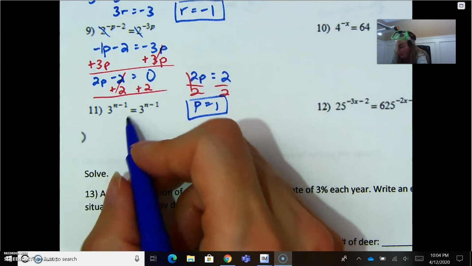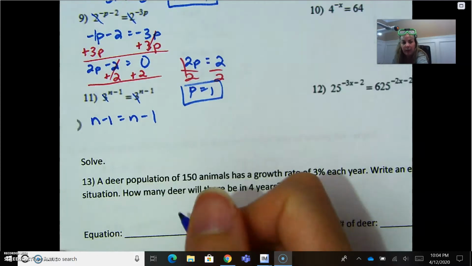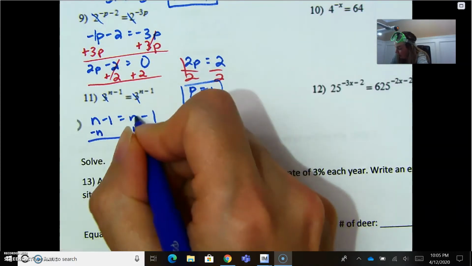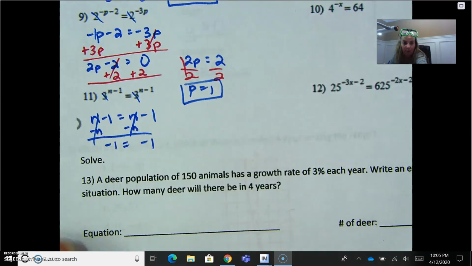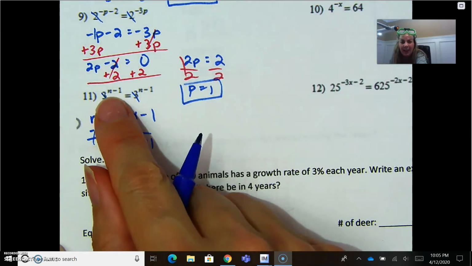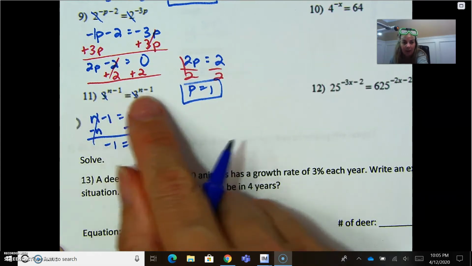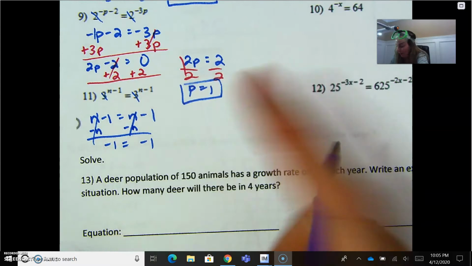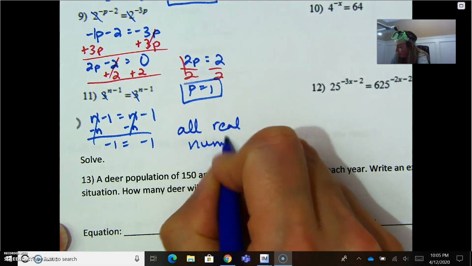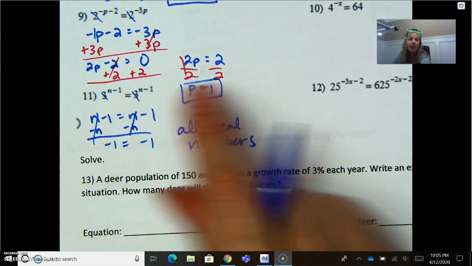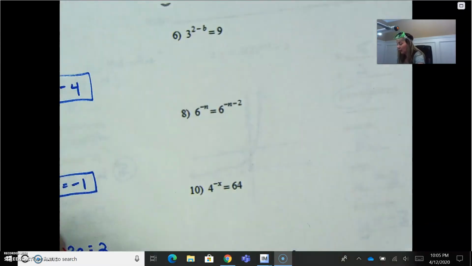All right, number 11. Again, the bases are the same. Yay! So I just jump right on in. This one's an interesting case. If I try to bring the n's together, it cancels, so you're just left with -1 equals -1. When that happens, that means you can put anything in for n that you want, right? These are twins. If I put a 5 in for n, then you're going to get 5 over here as well. They have to be twinning. So all real numbers will work. You can put anything in for n, whereas on these other ones, there's only one value that would have worked. All right, so you try 6 through 12.